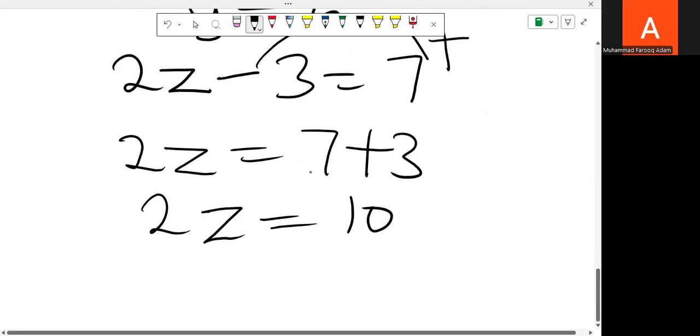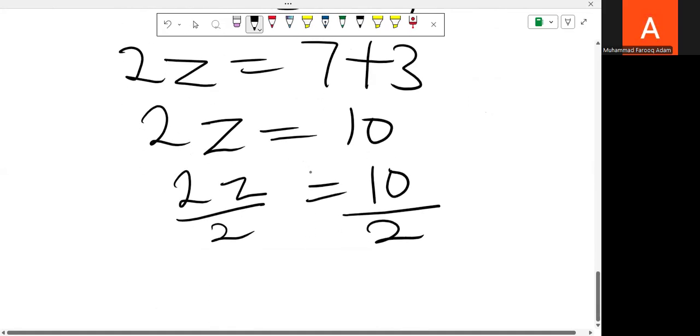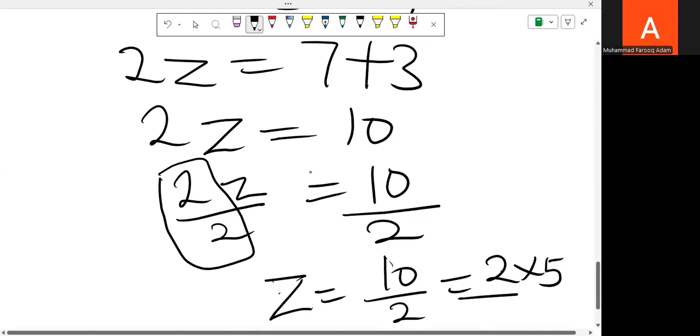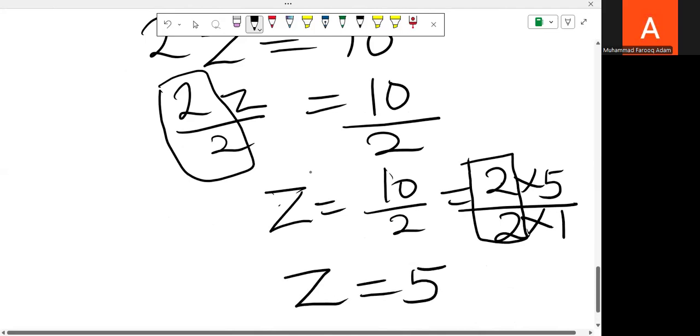Then we divide both sides by the coefficient of z, which is 2. So 2z divided by 2 equals 10 divided by 2. Then just the way we have been doing it, cancel this out. Then z is equal to 10 over 2. 10 over 2 is the same thing as 2 times 5 over 2 multiplied by 1. We cancel out the 2 here, and you have 5 over 1. 5 over 1 is the same thing as 5. So z here is equal to 5.